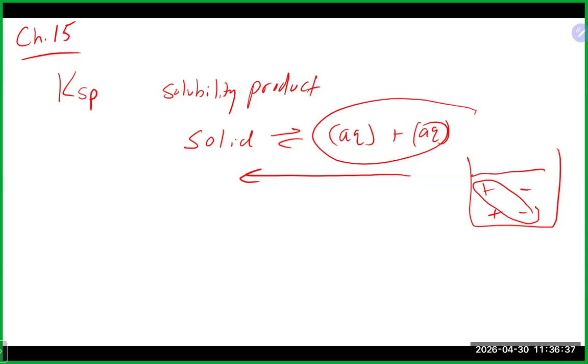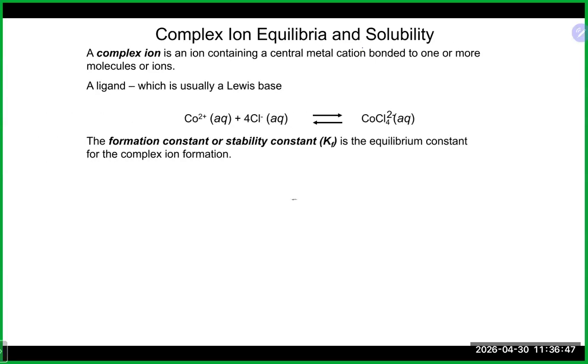All right. So now the second part of chapter 15 is the other type of equilibrium that we're going to talk about. And this involves complex ions. A complex ion is typically a metal ion, a lot of times a transition metal that has a fairly good positive charge, like a +2 or +3 charge. And it is surrounded by one or more molecules or ions. These molecules and ions that surround the metal are referred to as ligands.